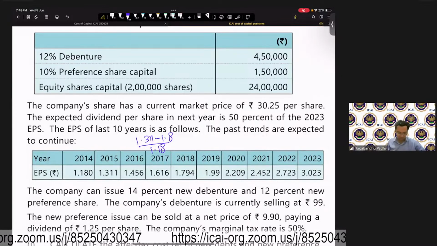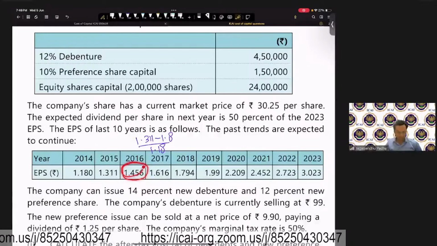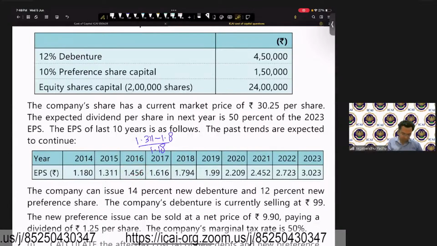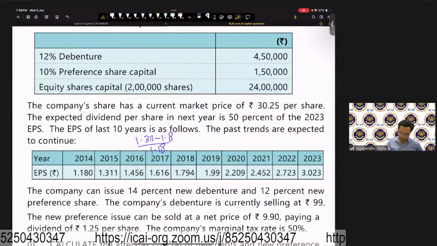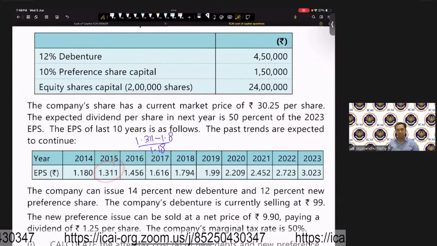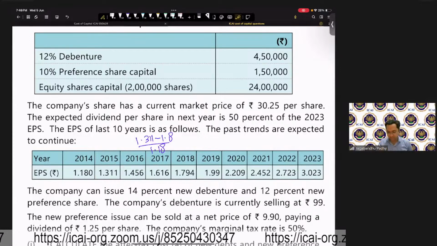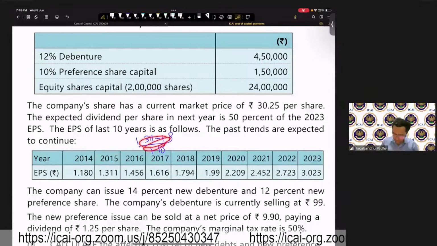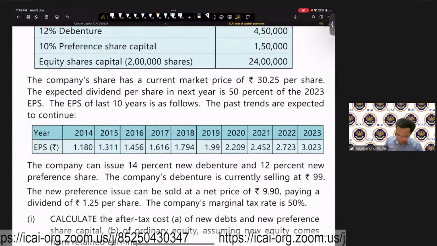Then for the second year, consider 1.456 minus 1.311, divided by 1.311. That's again 11.06. Approximately the growth rate is working out to be 11% by mere observation, right? Now let's see what all is there in the question for us to use.